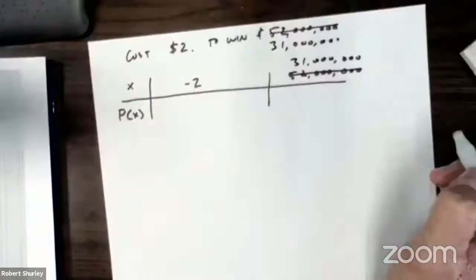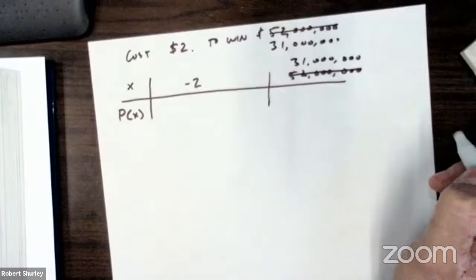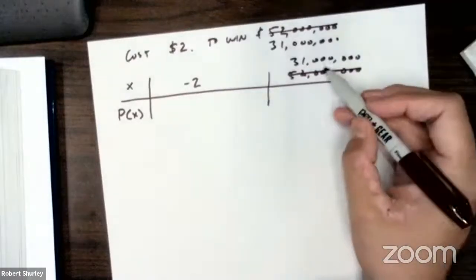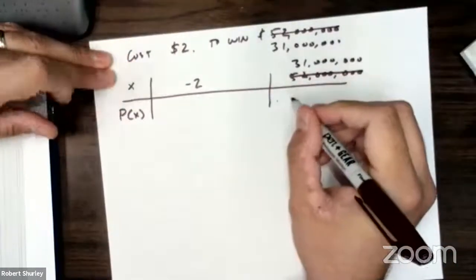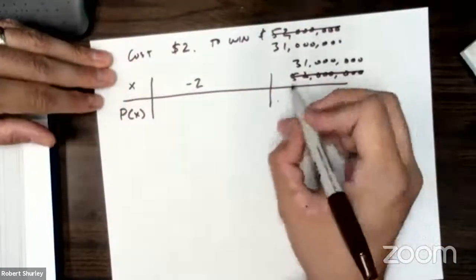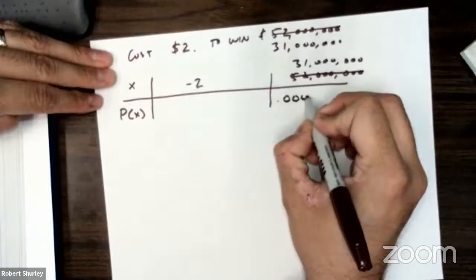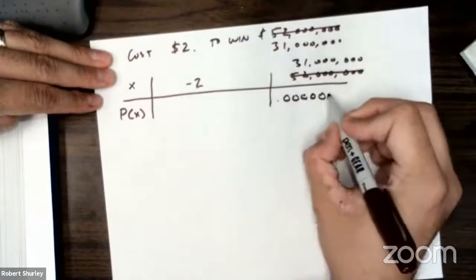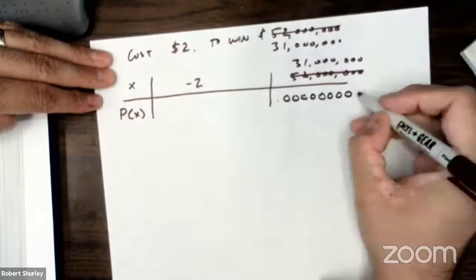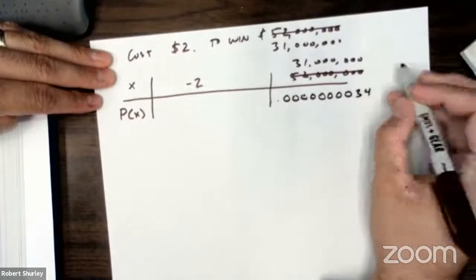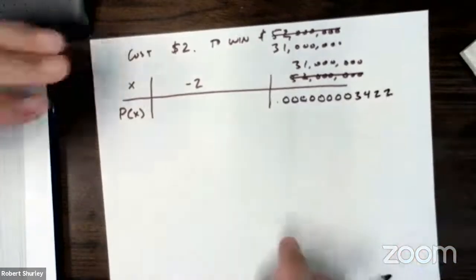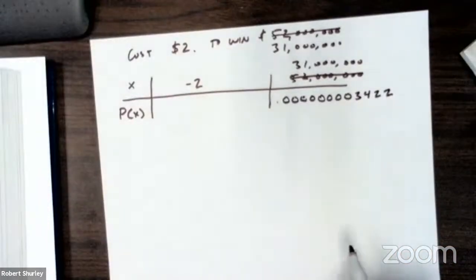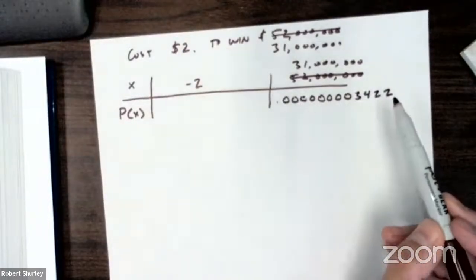So that's still 31 million. I mean, it would be hard to say. I can do a lot with that. Now let's look at this probability though. So the probability of you actually winning this is point. Now there's about to be 8 zeros here. 1, 2, 3, 4. 1, 2, 3, 4. 3, 4, 2, 2. We'll put it there. Okay. That's the probability of you winning the Powerball.